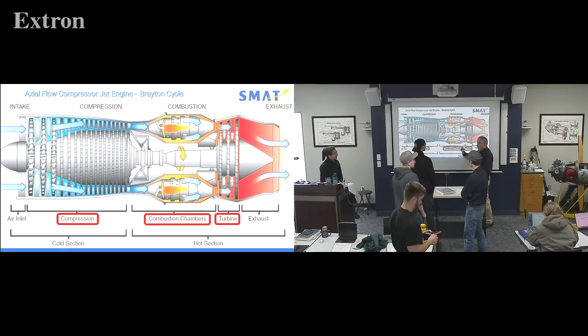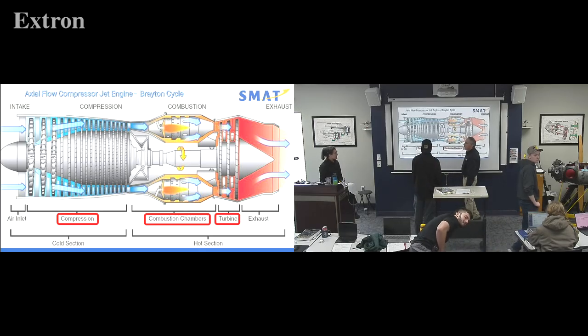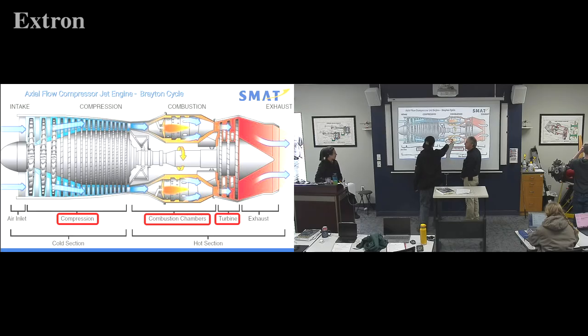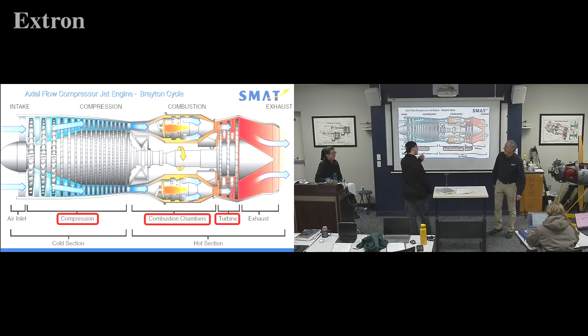When you start the starter, you start to turn the compressor. Once you get enough airflow, then some fuel, and then the starter shuts off and turns into a generator. That's why it's a start-gen. See how it's coming together?